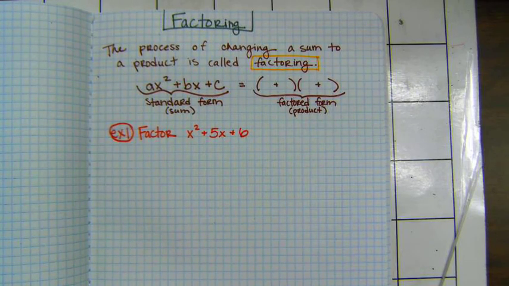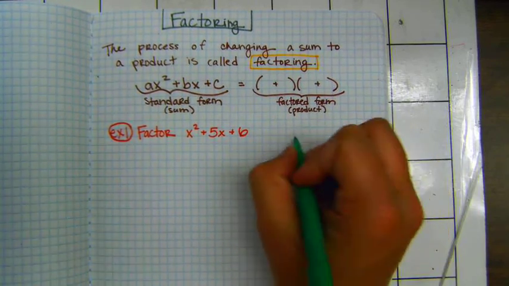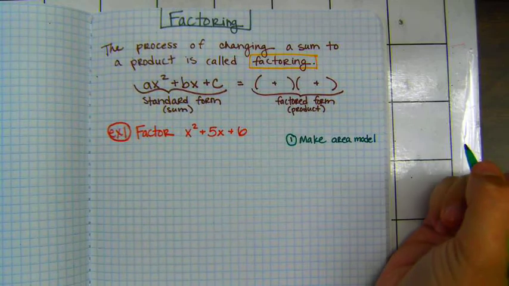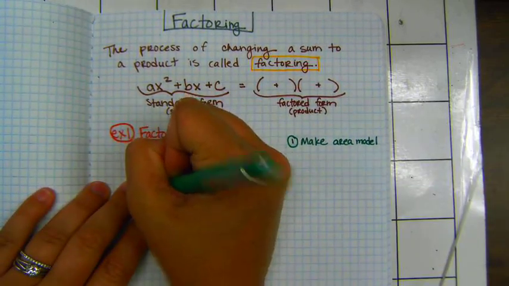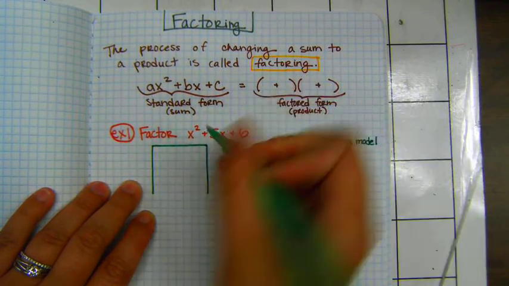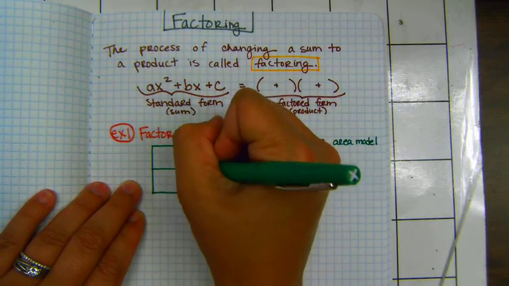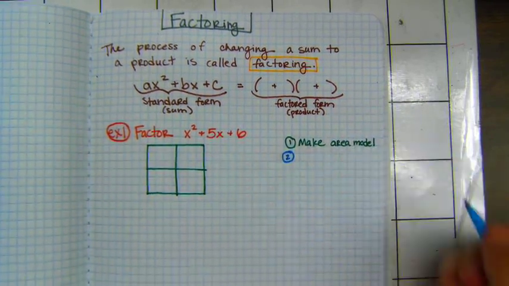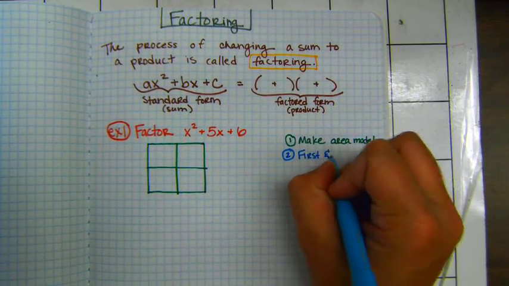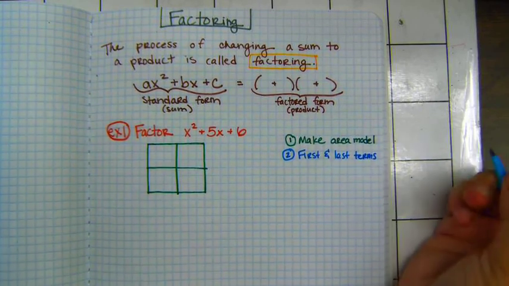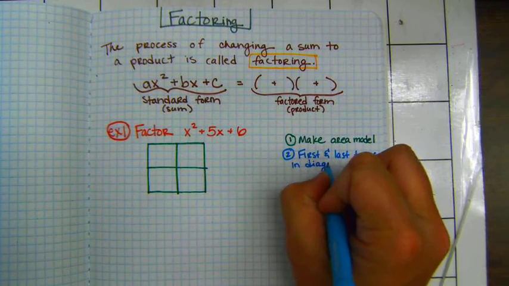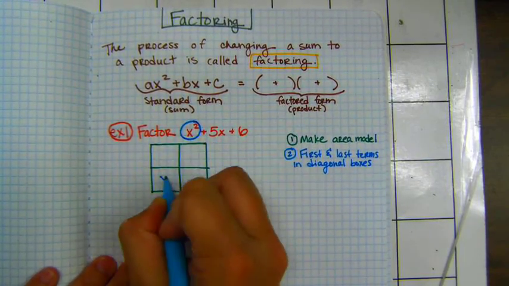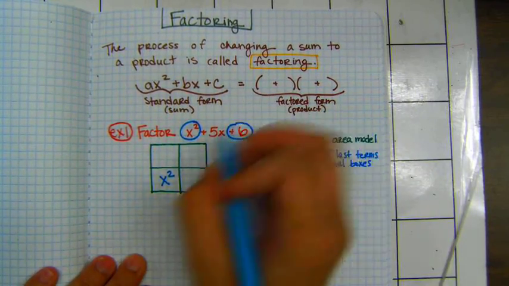So, our first step is going to be to make an area model, which we've done a lot before. So, we're going to make an area model just like we normally do. Okay, we have our area model. Our second step is to put the first and last terms in diagonal boxes. Okay, so in this case, the first term is x squared, and that's going to go in that box. The last term is plus 6, and that's going to go in the box diagonal. So you'll notice that those are in diagonal boxes.